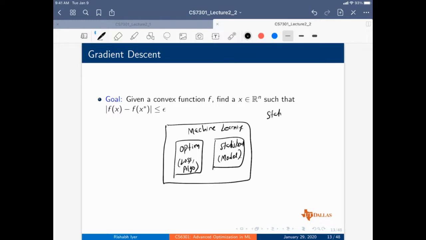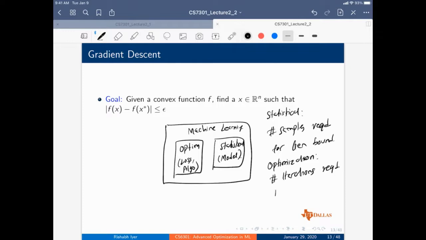So the statistical part is going to be the number of samples required for the generalization bound, whereas the optimization one is going to say what the number of iterations in the algorithm is to achieve close to theta star.